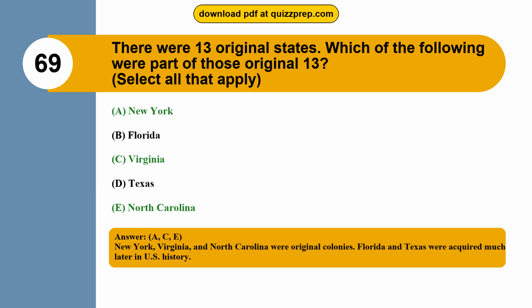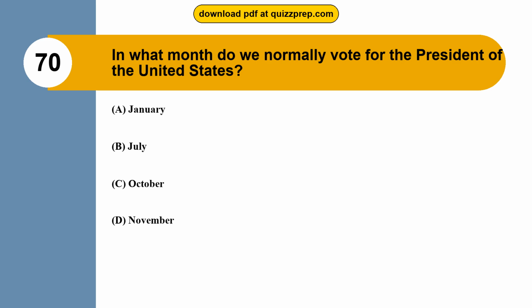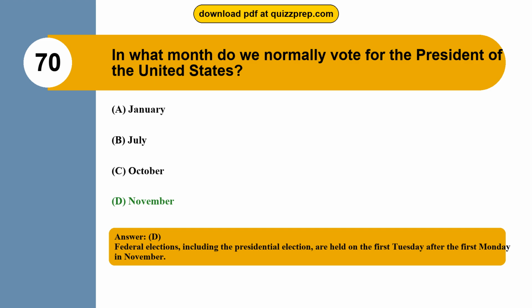Question 70. In what month do we normally vote for the President of the United States? Option A. January. Option B. July. Option C. October. Option D. November. The correct answer is option D, November. Federal elections, including the presidential election, are held on the first Tuesday after the first Monday in November.